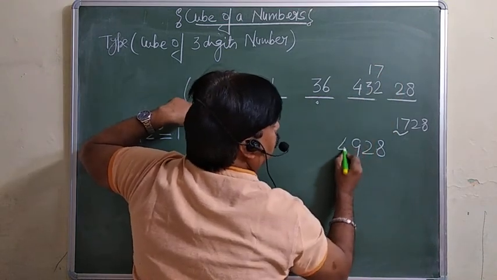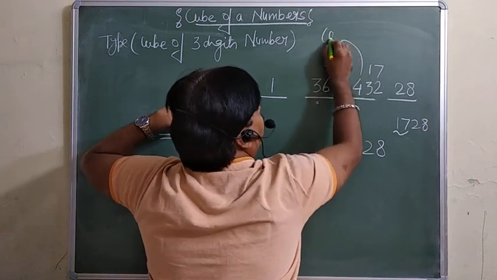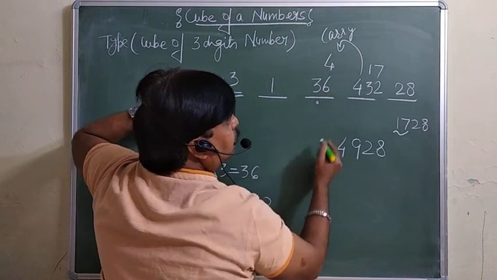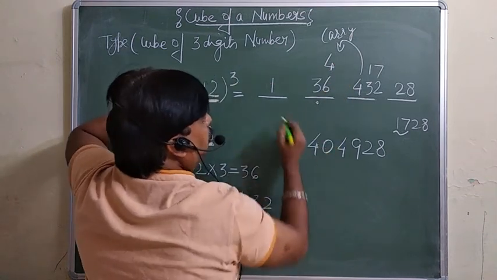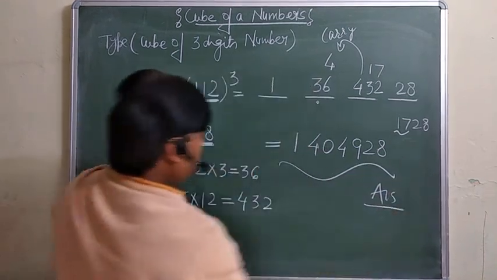And this is 4. This 4 will be a carry. This 4 will be carried here. Only 2 digits we will write. So this is 4 plus 36 is 40. 40 and 1. And this is the cube of this number. Have a look.